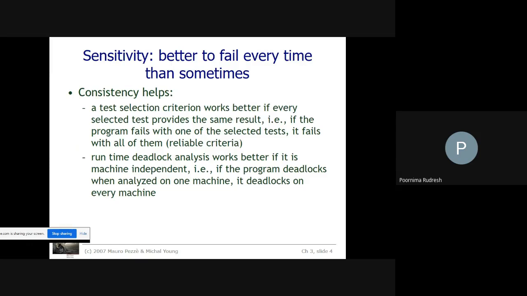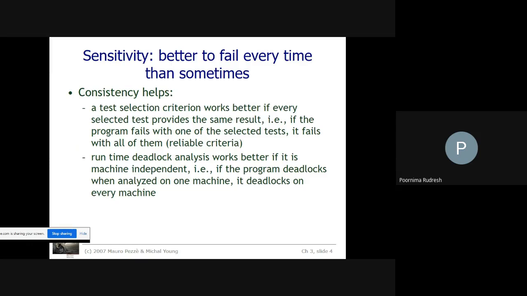But this failure may not exist continuously. For some input combinations, the software may fail. But it is not the case that the software always fails. Hence the sensitivity principle says that it is better to fail every time than sometimes. So this is the main sensitivity principle: better to fail every time than sometimes.